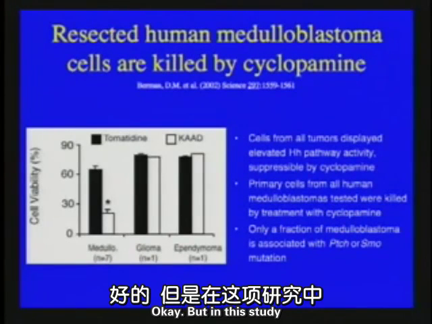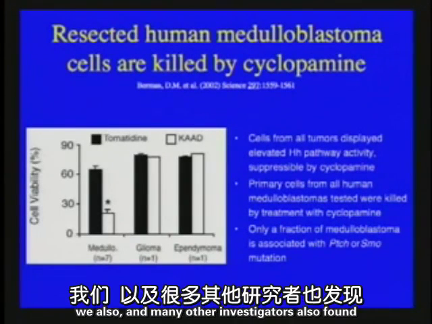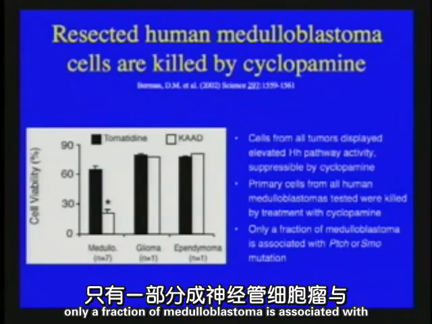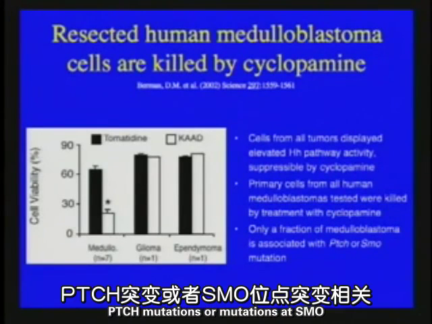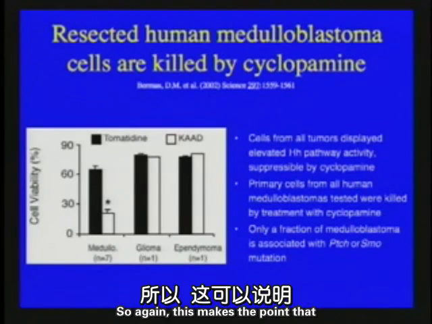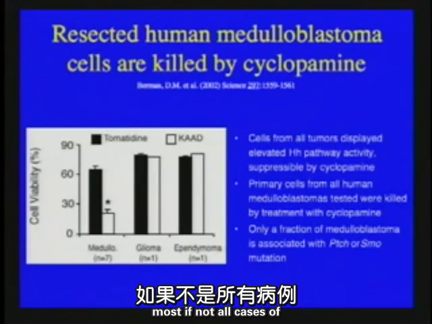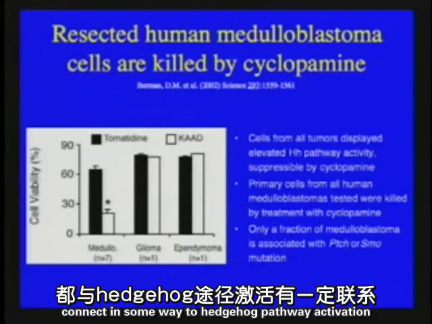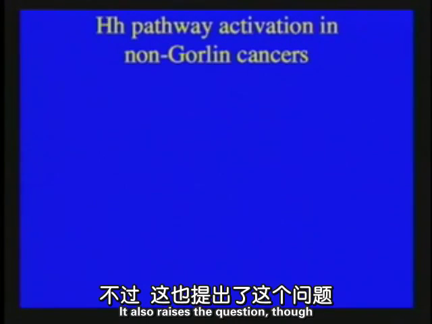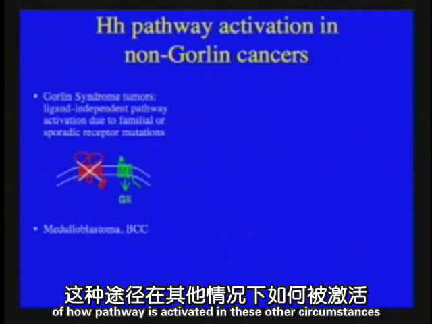Okay, but in this study, and many other investigators also found, only a fraction of medulloblastoma is associated with patched mutation or with mutations at smoothened. And so again, this makes the point that most, perhaps all, cases of human medulloblastoma connect in some way to hedgehog pathway activation. It also raises the question, though, of how the pathway is activated in these other circumstances.